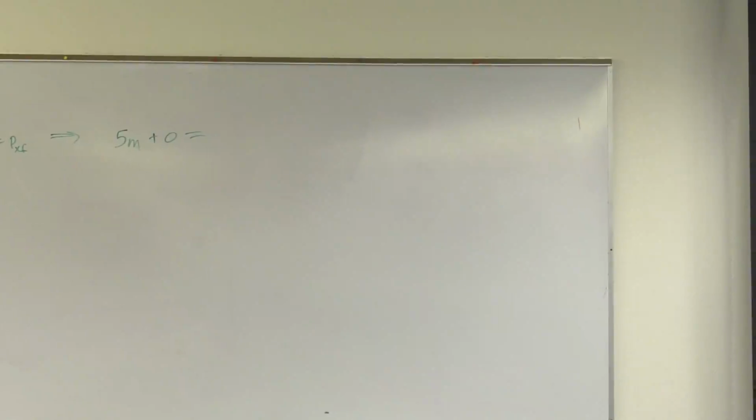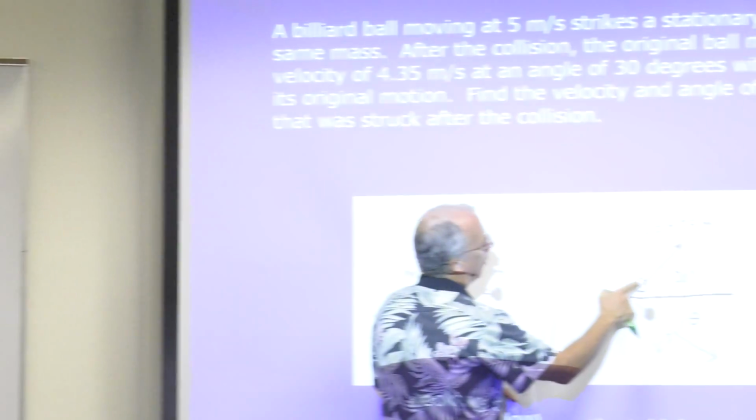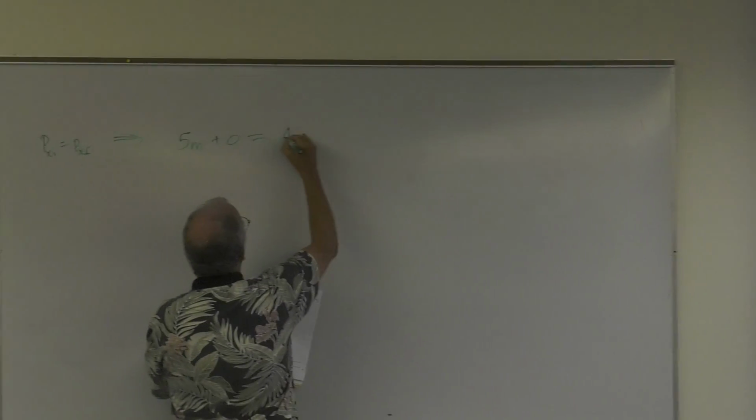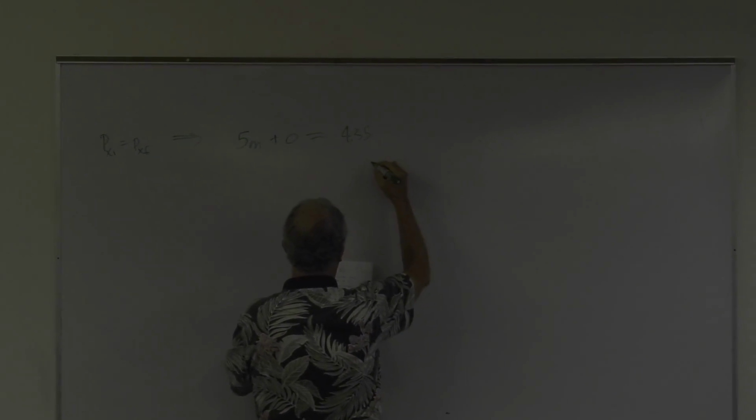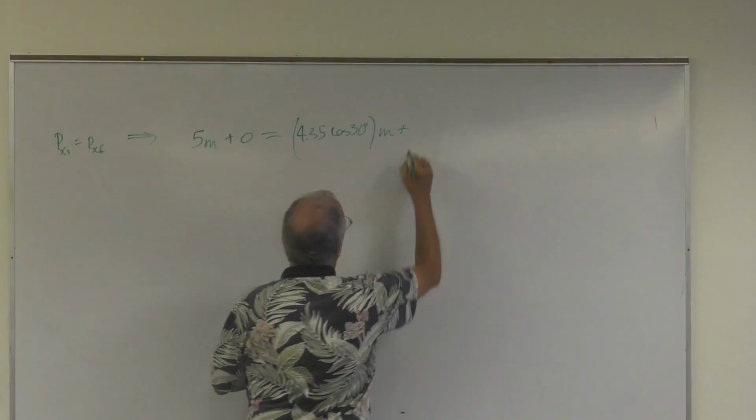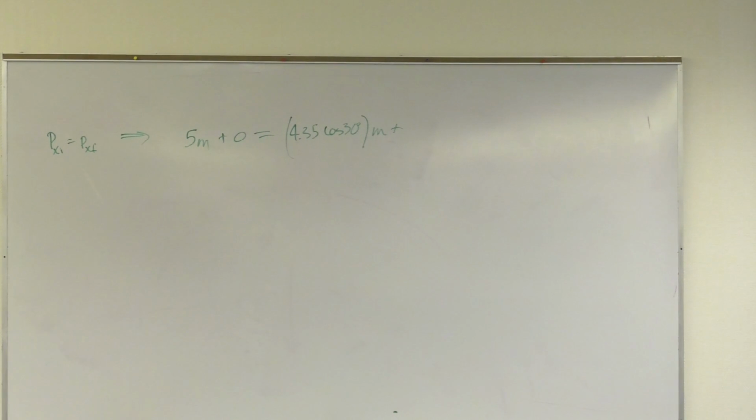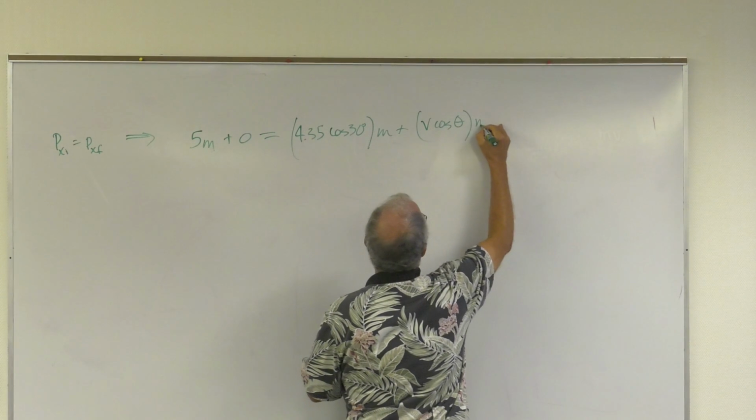What's the x momentum of this guy? Well, we've got to use cosine, right? So the mass is m, velocity is 4.35, cos 30. 4.35 is the speed. 4.35 cos 30 is the component of the velocity along the x direction, and we want to multiply that by the m. And then the other guy is going to be v cosine theta times m.